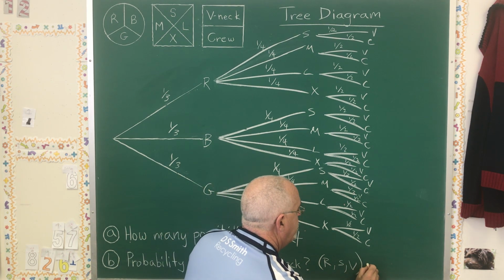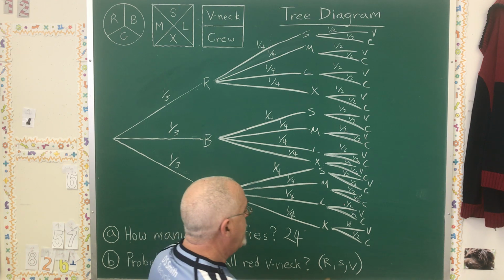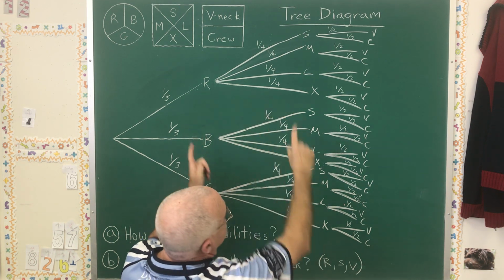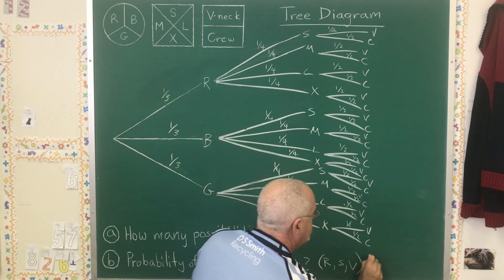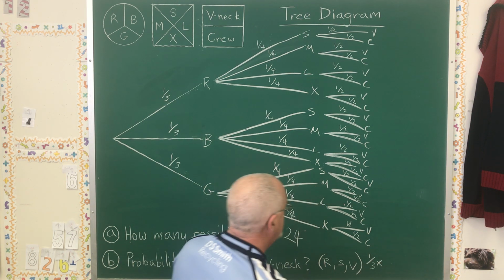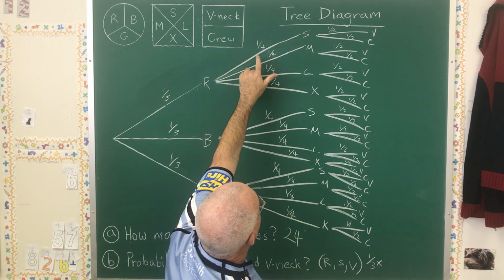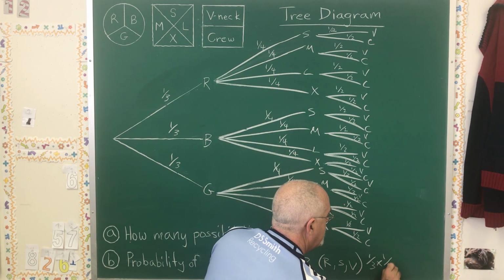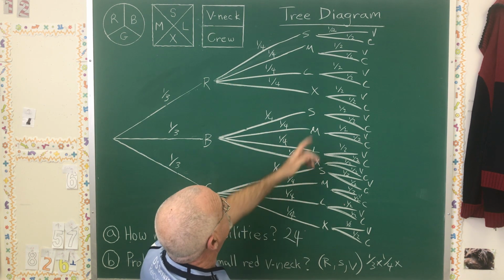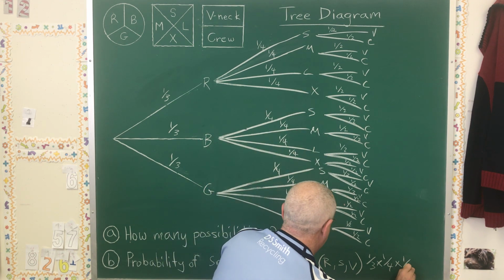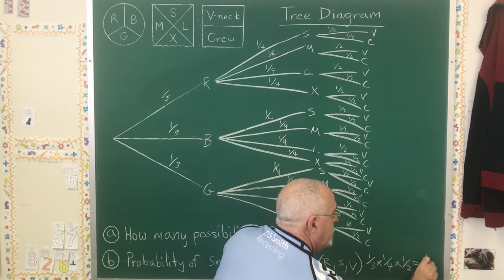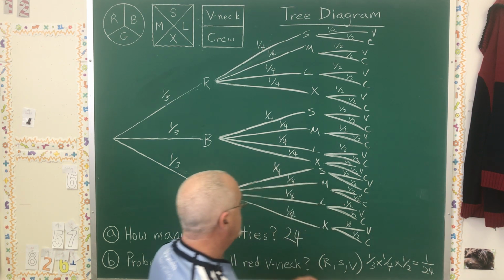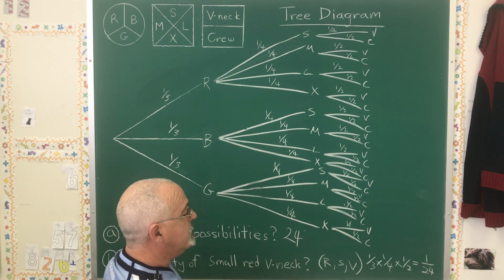And that is called an ordered triple, and that tells me which fractions I have to use to make my calculation. I have the 1/3 that goes with the red, which is multiplied by the 1/4 that goes with the small, and multiplied by the 1/2 that goes with the V-neck. The numerators multiply to give 1, the denominators multiply to give 24, which I knew was going to happen because I knew there were 24 possibilities.